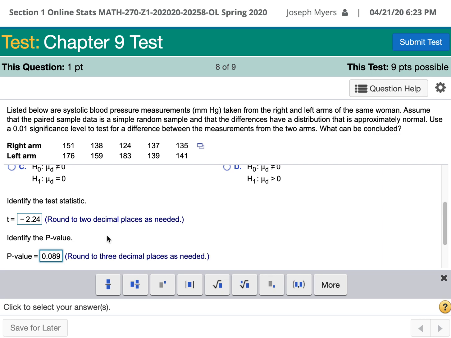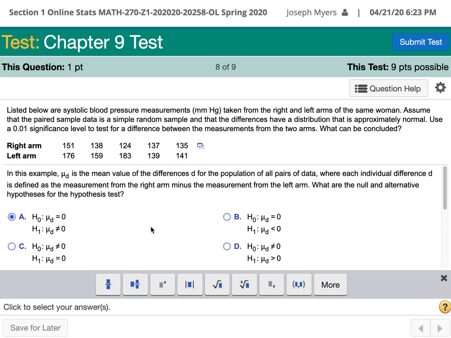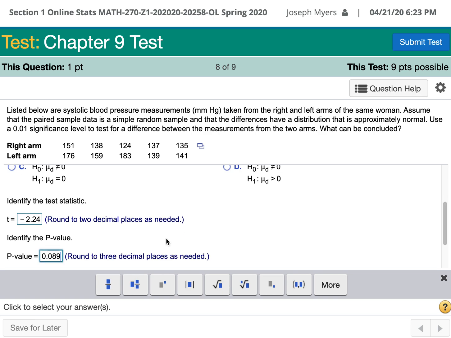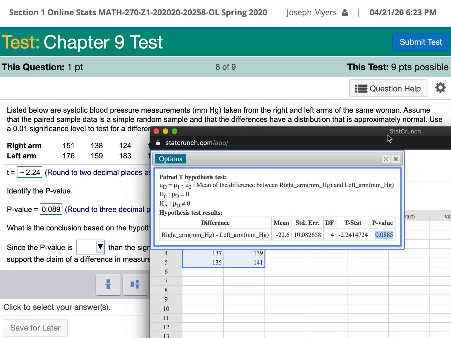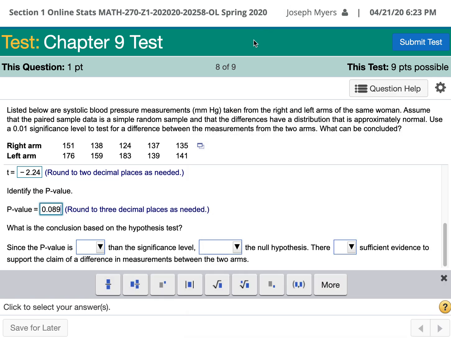0.089. And then the p-value is, okay, so the significance level is 0.01, but the p-value is bigger than that. So since the p-value is greater than the significance level, that means we fail to reject the null. That means there is not sufficient evidence to support the claim of a difference between the two arms.